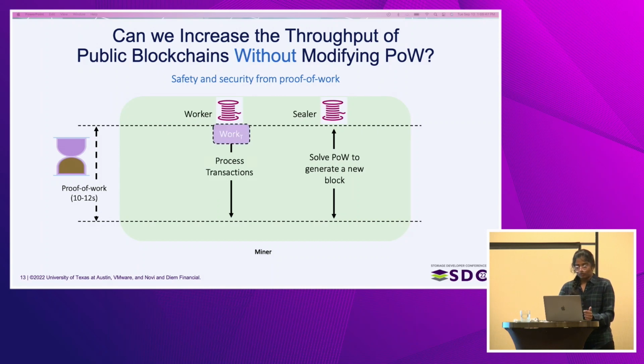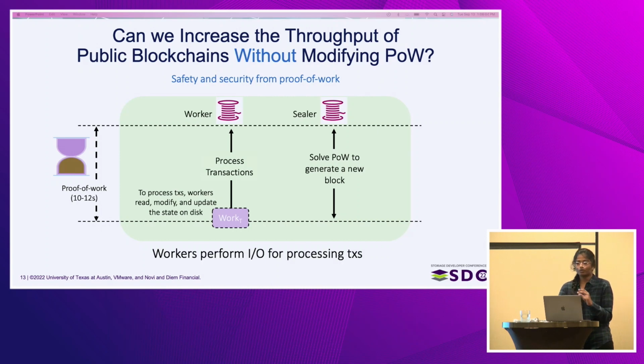First, workers process transactions into a partial block. To process or execute these transactions, workers must read, modify, and update the system state which they store on disk. So workers perform I/O for processing transactions into a partial block. Once workers create a partial block, they send this block to the sealers. Sealers solve the proof of work puzzle, and once they get to the puzzle solution, generate a valid new block.